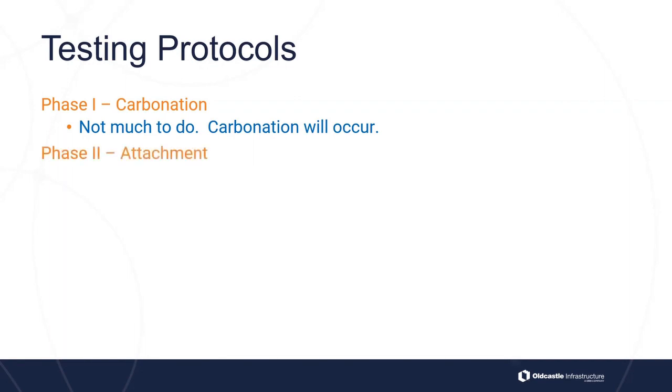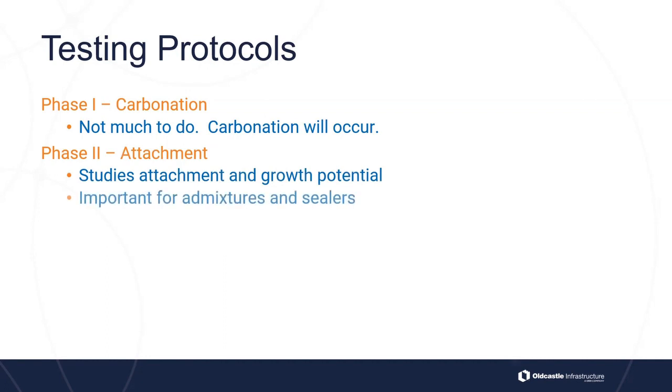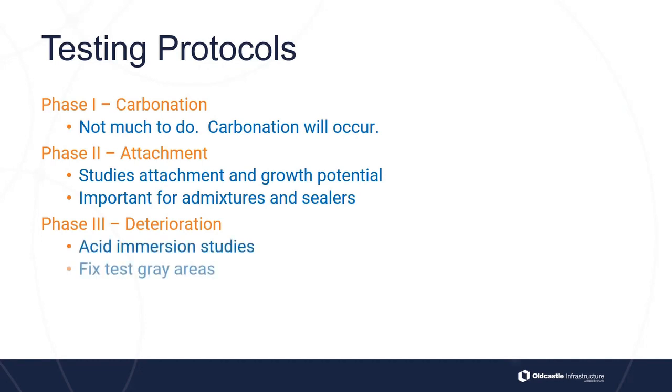But in phase 2, that attachment phase, this is where maybe there are some studies that we could study attachment and the growth potential of the microorganisms in the biofilm. And this is where it's important for the admixtures and sealers and different things to put something on the concrete or in the concrete to keep the biofilm from attaching to the concrete itself and creating this environment for these thiobacillus to thrive. And then phase 3, deterioration. So once we get to phase 3, we know the concrete's going to deteriorate and it's going to get into failure mode. But maybe there's some things that we could do with acid immersion studies to fix those gray areas.